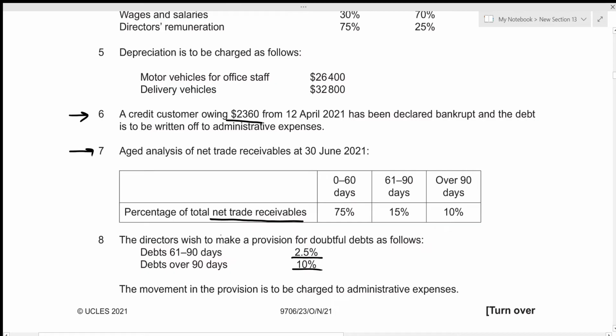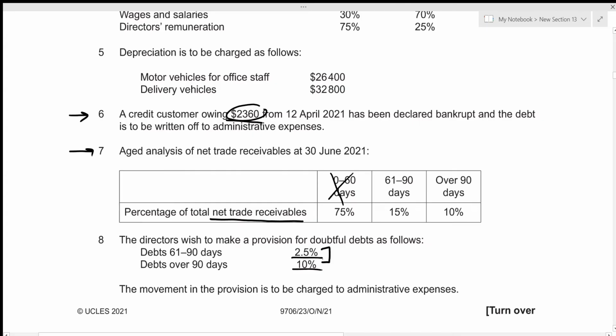Now, in order to figure out the provision for doubtful debts balance at 30 June 2021, firstly, we will have to figure out the net trade receivables by subtracting this bad debt from the balance given in the above table. Then we need to allocate the 15% to 61 to 90 days and 10% to over 90 days. And we can completely ignore 0 to 60 days because the provision for doubtful debts is to be maintained for debts over 60 days, right? So we can just completely ignore the first part. Then after figuring out the net trade receivables with respect to the days, we can multiply it with the rate for the provision for doubtful debts and figure out our required balance.